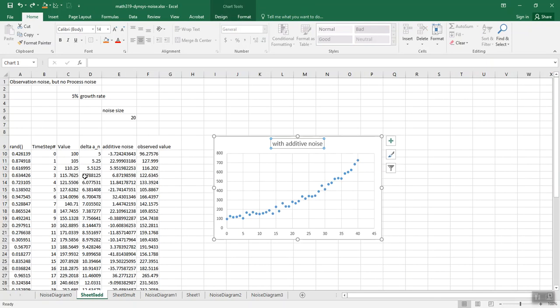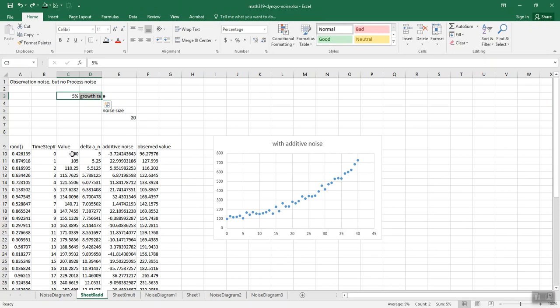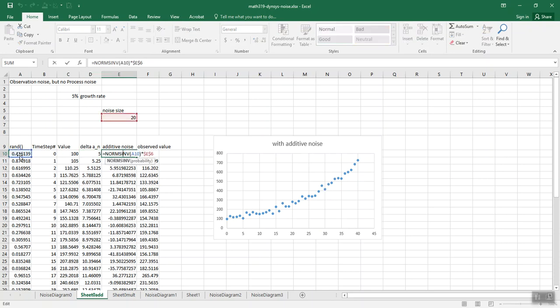So I've got a sheet here where we just have a 5% compound interest kind of growth. I'm starting at 100, so my delta value is 5, so my next value is 105, same thing we've been doing before, but now I'm adding some noise to it and only plotting the value with the noise. So here I'm saying take this uniform 0, 1, convert it to a standard normal, multiply it by something to make it bigger or smaller. Here I'm going to end up with a standard deviation of about 20. And then my observed value is the actual value plus the additive noise.